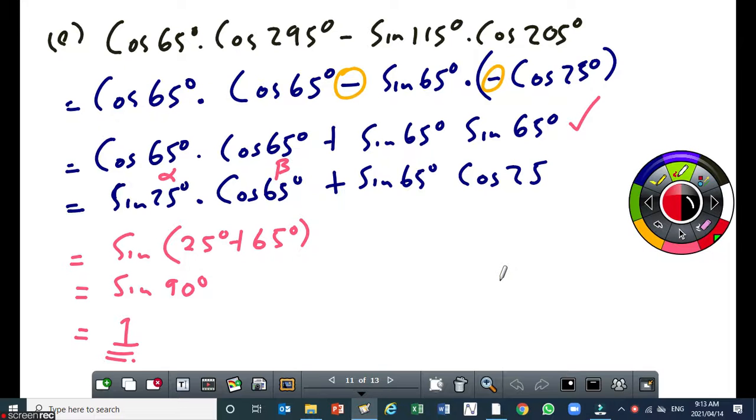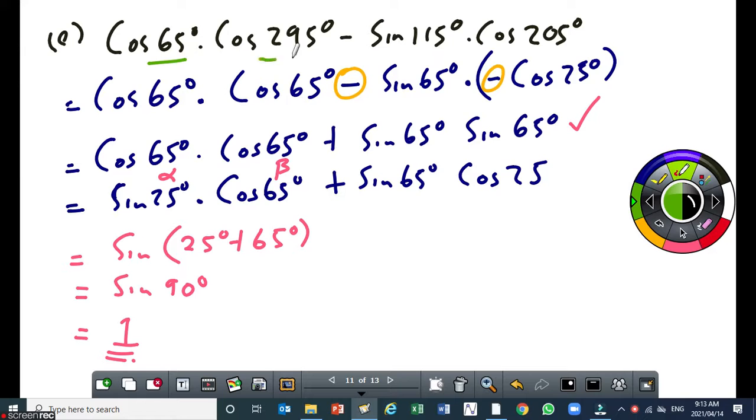Again, here we're going to use compound angle identities. So the question was cos 65 times cos 295 minus sine 115 degrees times cos 205. Okay, now as I told you yesterday, when you see acute angles, don't touch them. Leave them as they are. So that cos 65, we don't do anything to it.